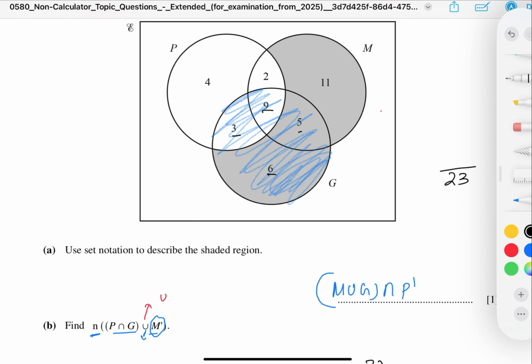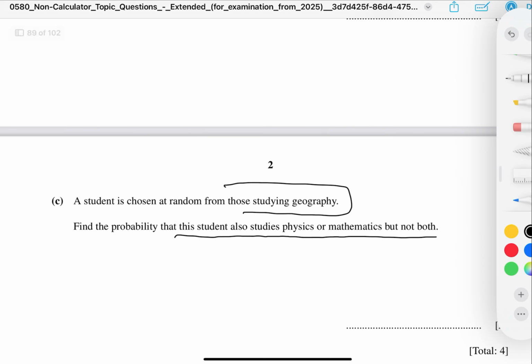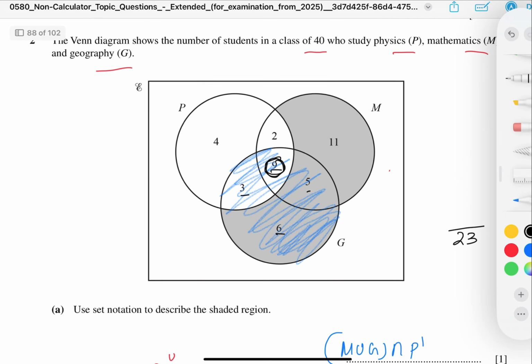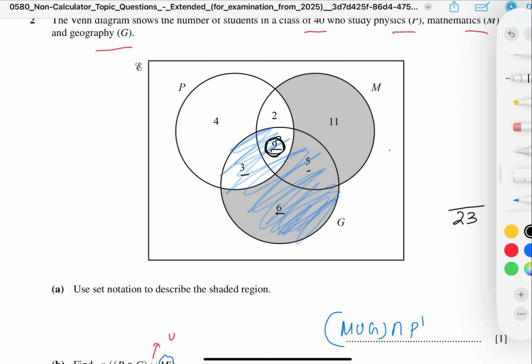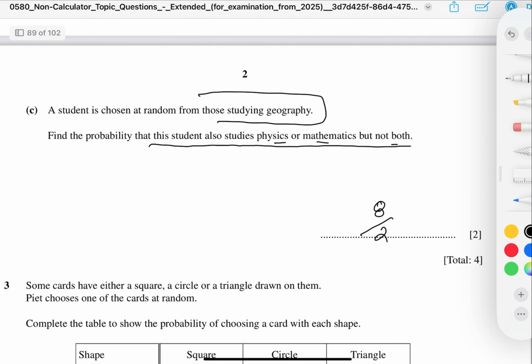All right. Now they are asking for physics or mathematics, but not both. So I will exclude this region because in this region, the students are studying physics, mathematics, and geography, right? Exclude this region, and I will take this 3, which is studying physics and geography, and I will take this 5, which is studying maths and geography. The total is 8. So the probability would be 8 upon 23.